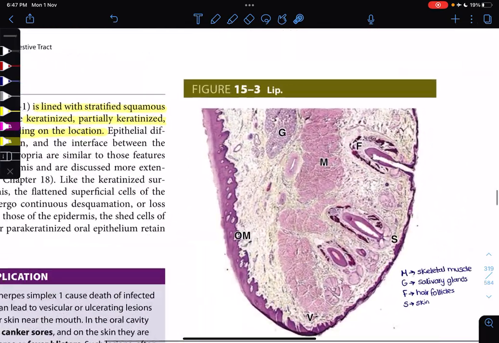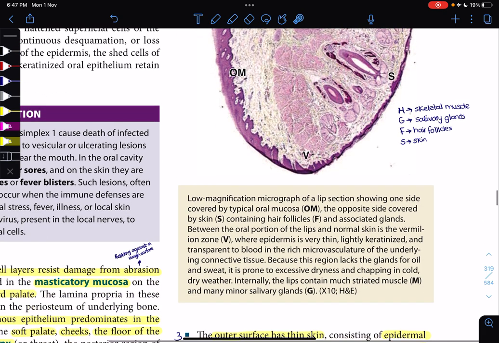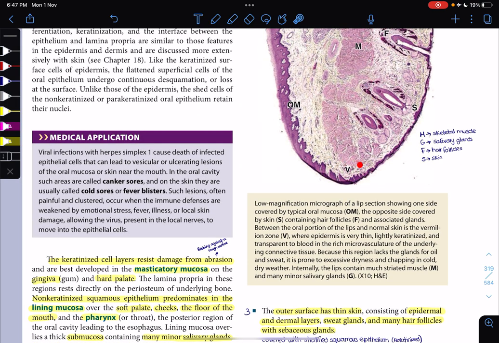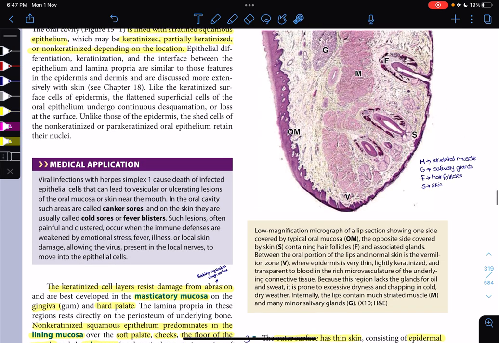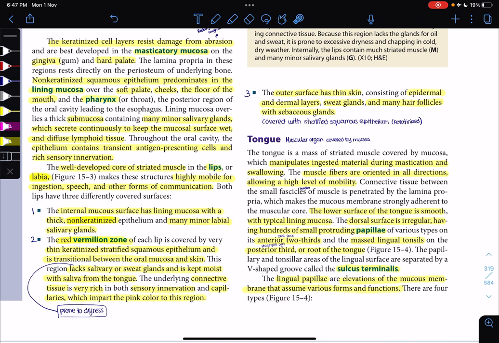Here, as you can see, this is a section of the lips. Here we have skeletal or striated muscle. Different sources say striated and different sources say skeletal, so I went with skeletal. We also have salivary glands here, and hair follicles, as you can see. We have the skin here and this is the red zone. Okay, and this is the oral mucosa, which is the internal surface of the lips. Okay, so now let's move on to the tongue.